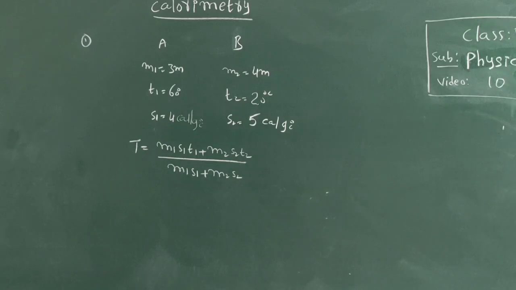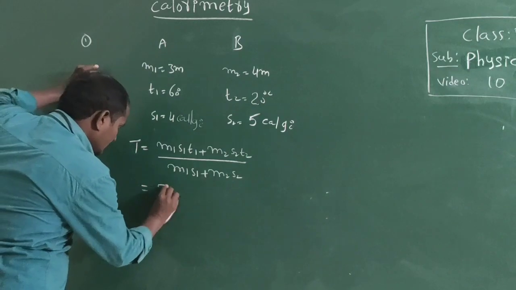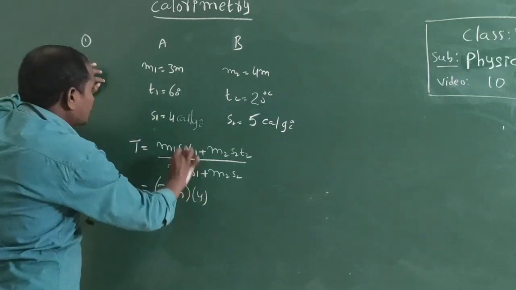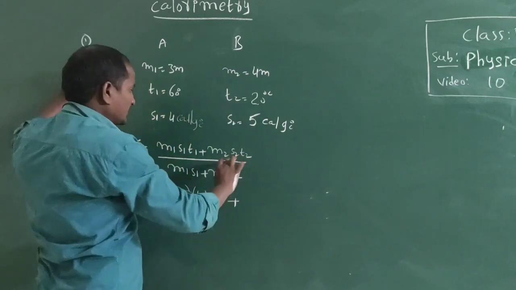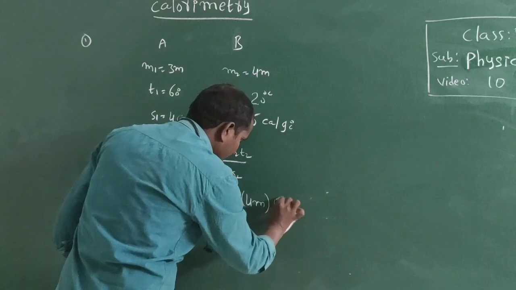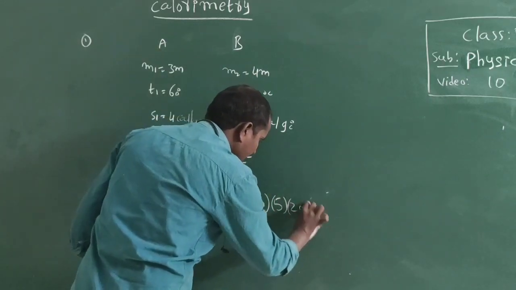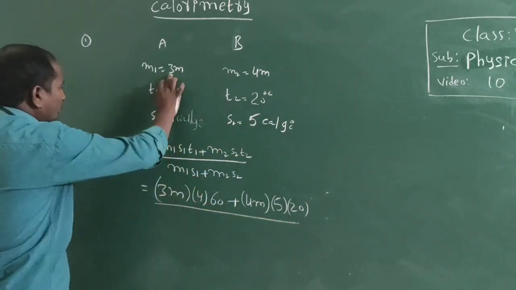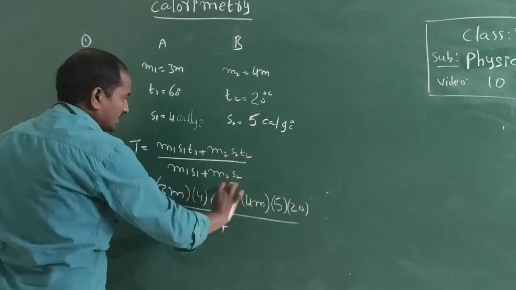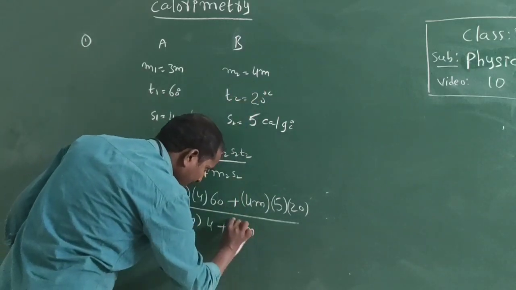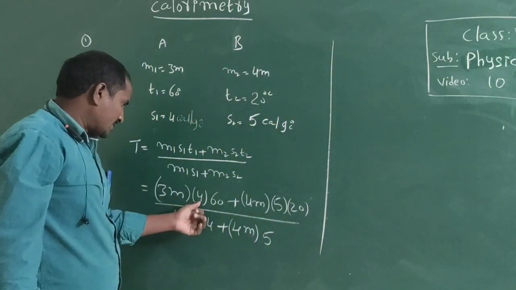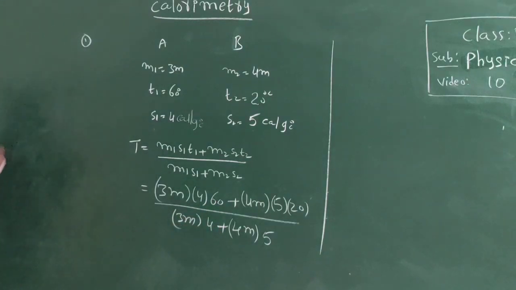Okay. Then what is the M1 here? 3m. S1 equal to 4 and T1 equal to 60, plus M2 equal to 4m into S2 equal to 5 into T2 equal to 20, by M1 S1, 3m into 4, plus M2, 4m into S2 equal to 5. Now 3m into 4 is 12m, 12 into 60.